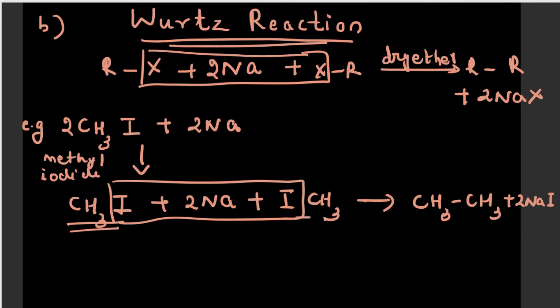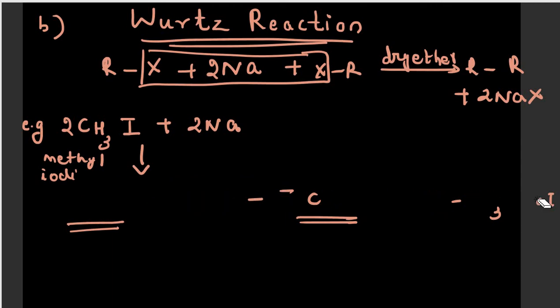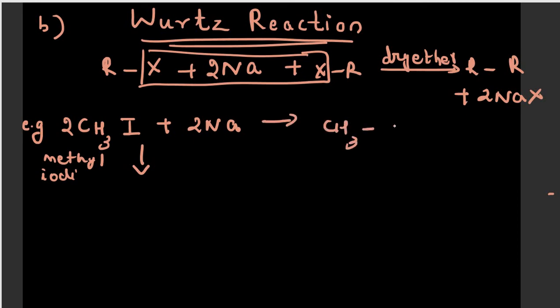So here you can see that in both cases we are having a symmetrical alkane. Here it is a symmetrical alkane. Here it is also a symmetrical alkane. But in the case of unsymmetrical alkane, we can write it here. So what is the answer we have got here? We have got CH3CH3 plus 2NaI. This is the case for what? It is the case for a symmetrical alkyl halide.